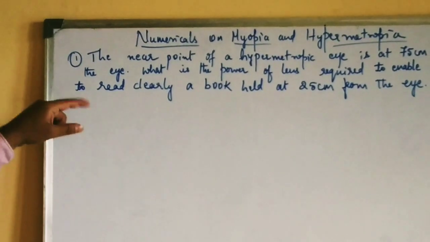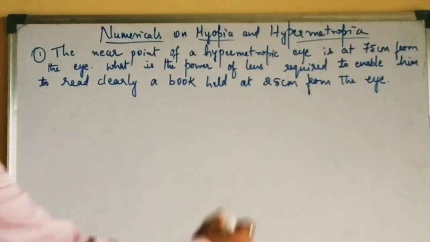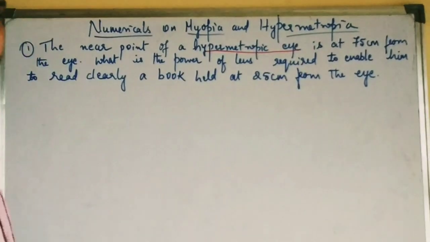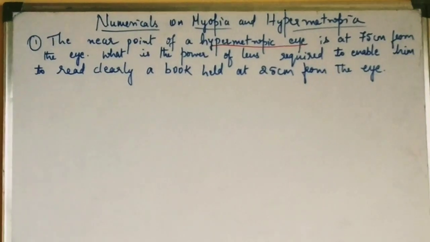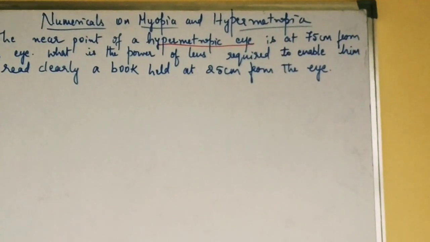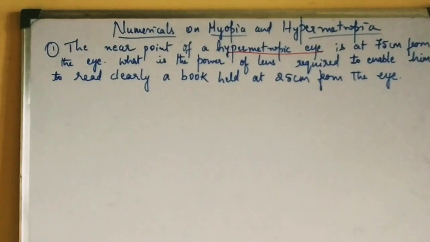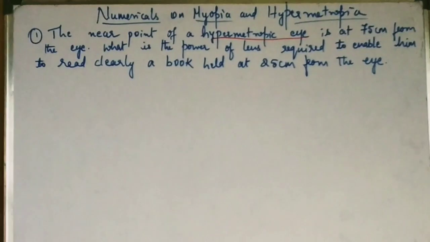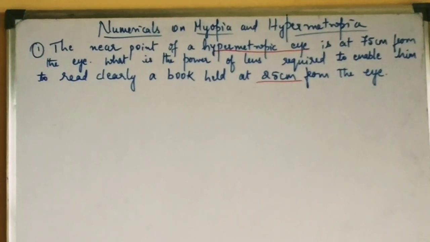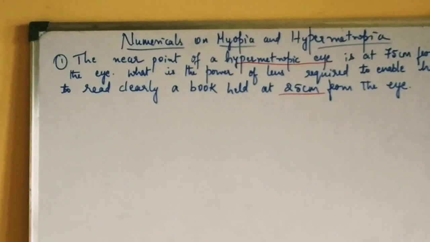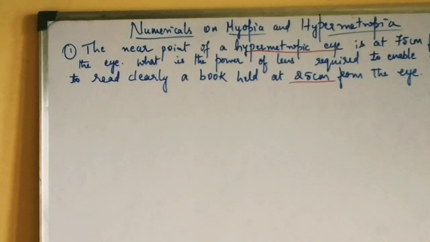Now here we have the first problem. You can see, the near point of a hypermetropic eye. They have mentioned what type of problem it is, a hypermetropic eye, that's why they have told the near point. The near point of a hypermetropic eye is at 75 centimeter from the eye. What is the power of the lens required to enable him to read clearly a book held at 25 centimeter from the eye? 25 centimeter is the standard value, the near point of a normal eye, that is the least distance of distinct vision.